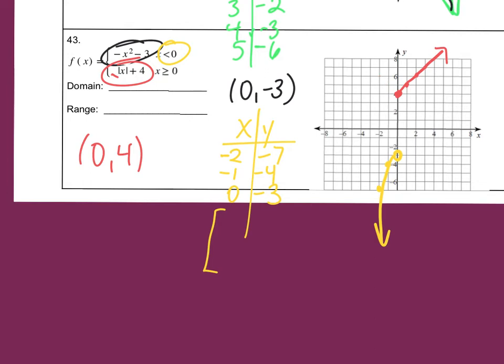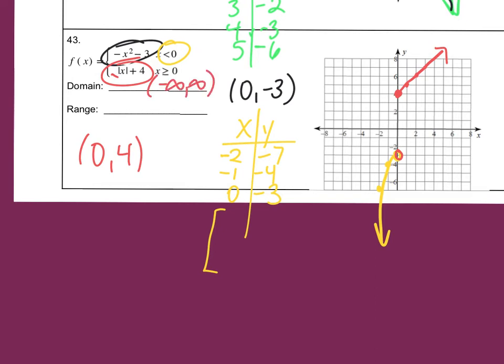Okay. So this is what my function looks like. I can leave that as a closed dot on the absolute value portion. Domain for this, so from left to right, I've got a gap at -3 right here, but it's closed up here, so I'm good. -infinity to infinity for domain.